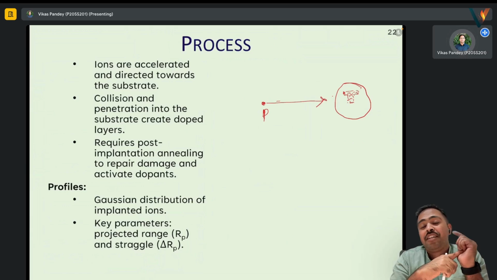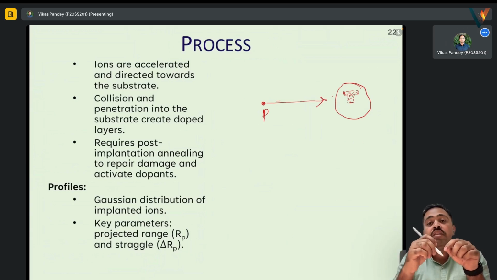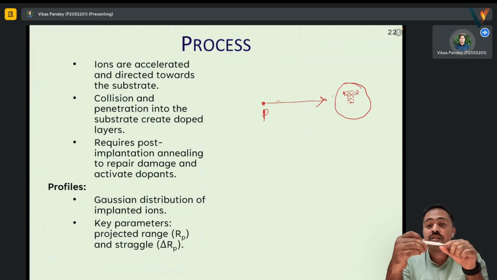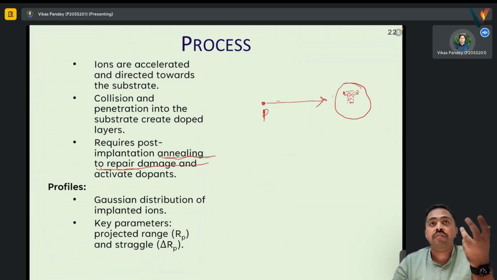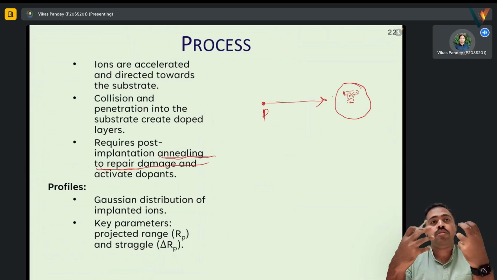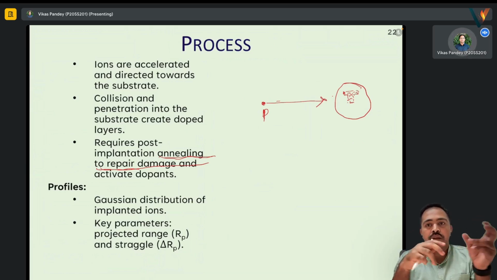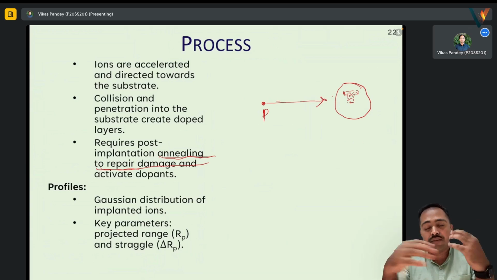But here there is a problem: since it is bombarding the surface, it will cause more damage to the surface. That is why annealing is used; after the process is done, annealing repairs the damage and activates the dopants, since they are just being planted. Once you do annealing, the dopants adjust themselves in the crystal, and the damage and imperfections at the top get relaxed and adjusted.